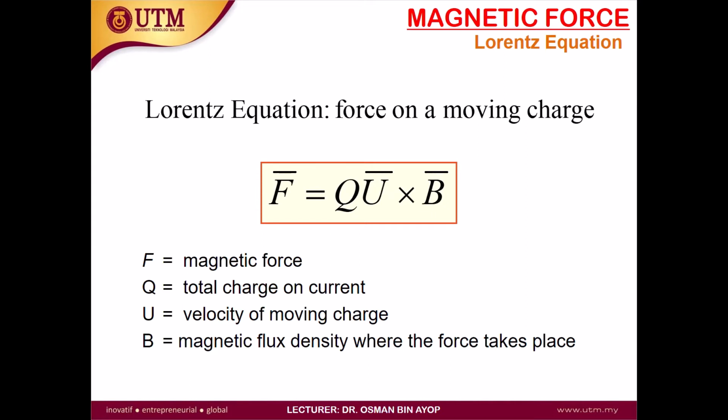The Lorentz equation says that the force on a moving charge can be defined as F equal to QU cross B, where F is the magnetic force, Q is the total charge on currents, U is the velocity of the moving charge, and B is the magnetic flux density where the force takes place. So that means if there is a conductor carrying current with a certain velocity in the presence of a magnetic field, the conductor will experience a force, right?